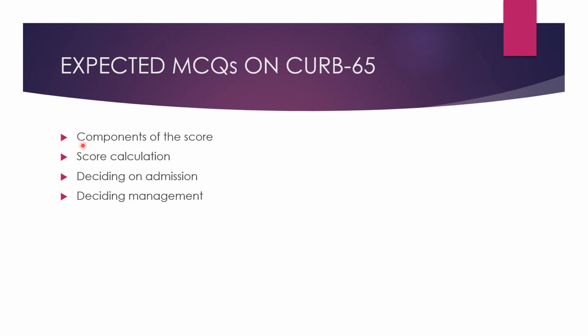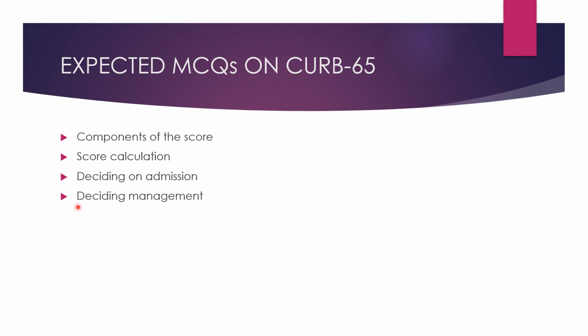And the second thing that they can ask you is score calculation. So there will be a clinical scenario. They will give you the urea values, the mental status, the blood pressure and respiratory rate, everything, and they ask you to calculate the CURB score. That is a direct MCQ that can appear in MRCP part 1.